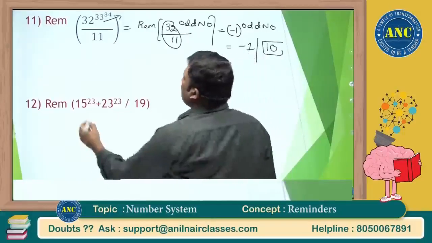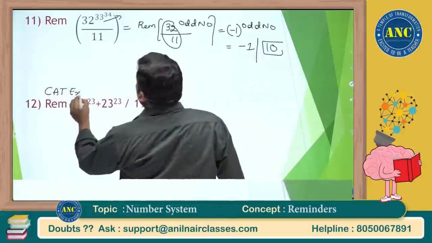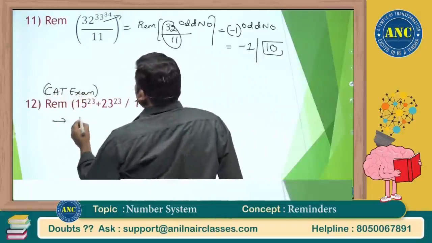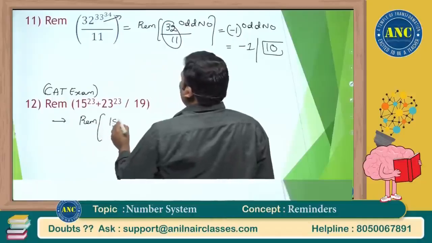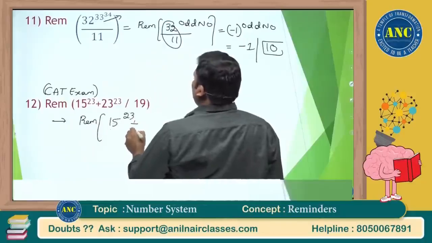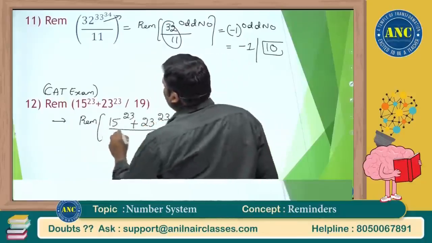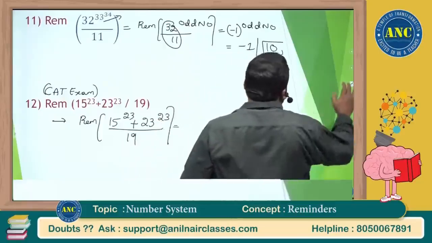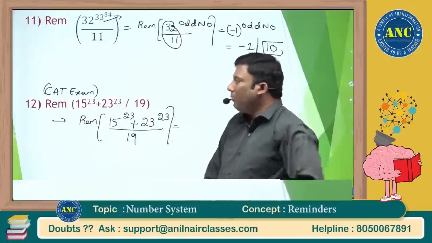12th question, it is a CAT exam model question. Find the remainder when 15 power 23 plus 23 power 23 is divided by 19. You can solve these problems in multiple methods.